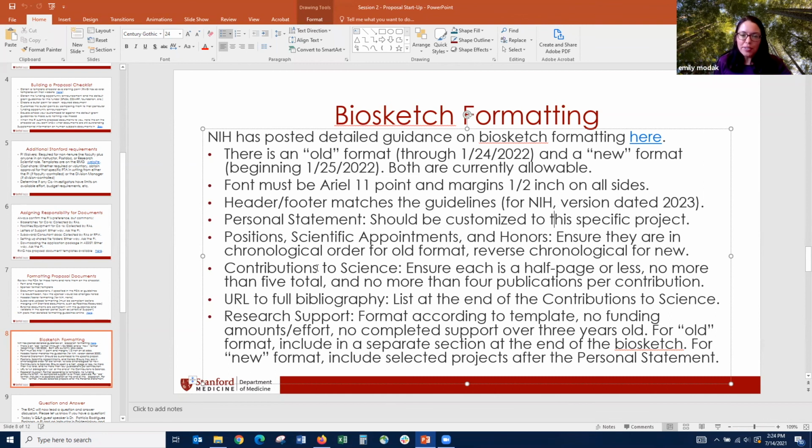And then finally, research support. Just make sure it's formatted correctly, that you haven't put funding amounts or effort. That's on a different NIH document called other support, and no completed support that's over 3 years old.